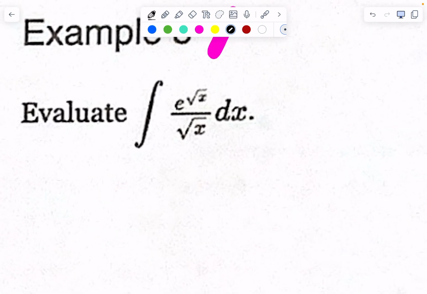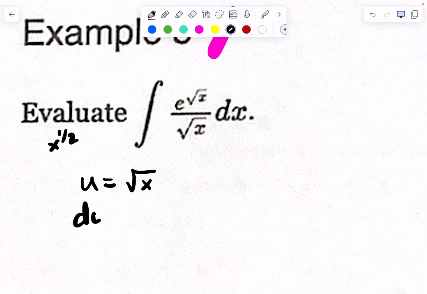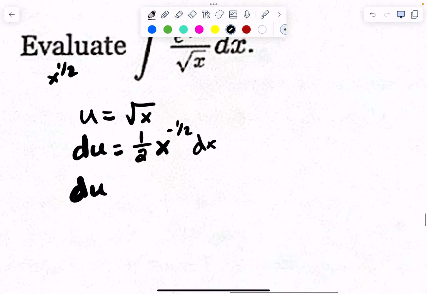All right, this guy, what are you going to say u is? Square root of x. Keep in mind that the square root of x is x to the 1/2 power. So du: what's the derivative of x to the 1/2 power? 1/2 x to the negative 1/2 dx, which is, let me rewrite it, du equals 1 over 2 square root of x dx, so the 2 just goes out in front.